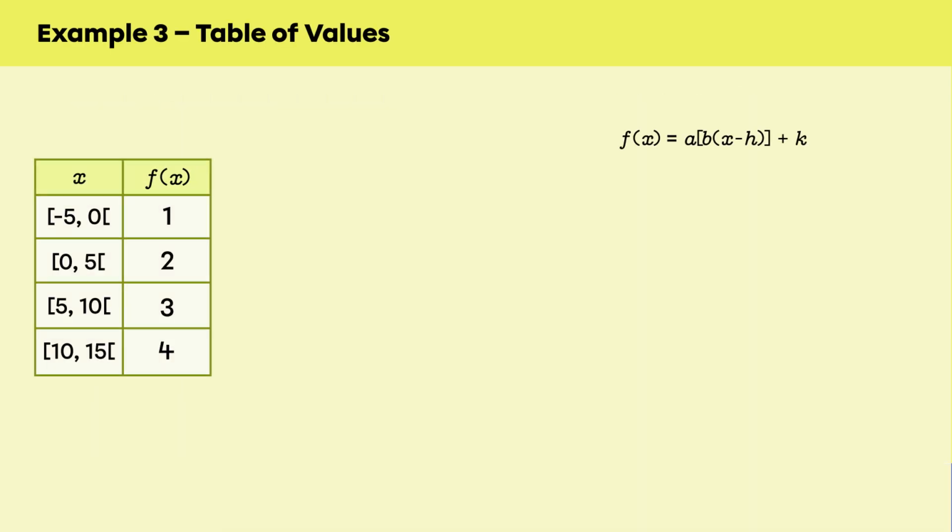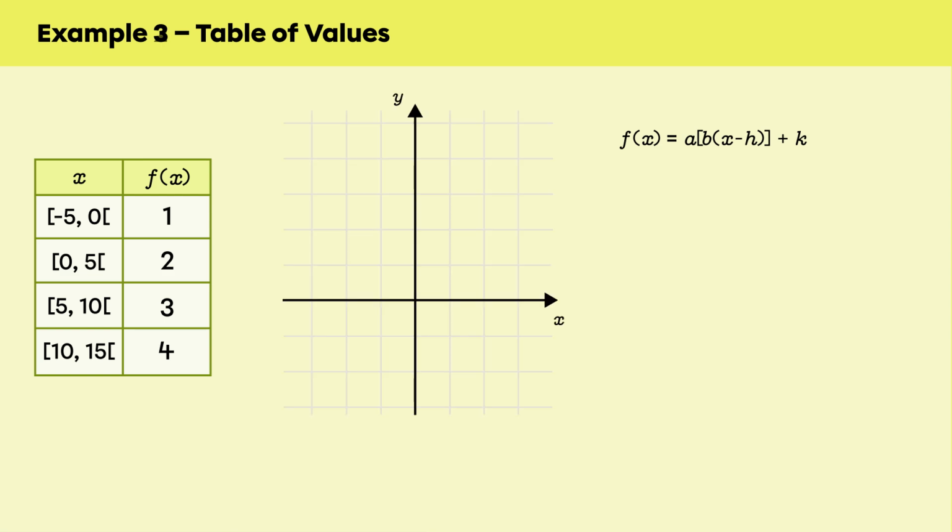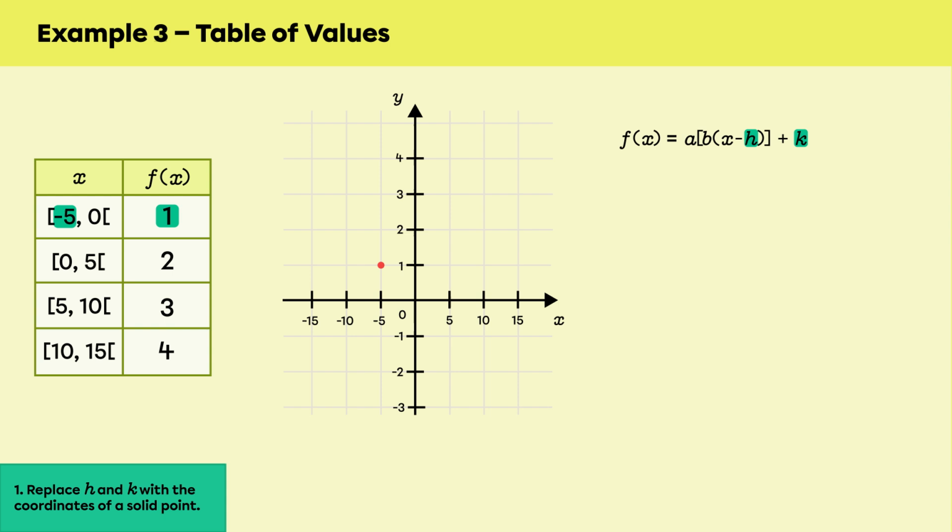Here's a final example to illustrate what to do when a table of values is given. Draw the graph corresponding to this table of values, or use just the table of values to find the rule. Here we'll do both methods at the same time. On the Cartesian plane, the x-axis is scaled by intervals of 5 and the y-axis by intervals of 1. Next, a solid point can be placed at (-5, 1). This point corresponds to the coordinates of h and k.